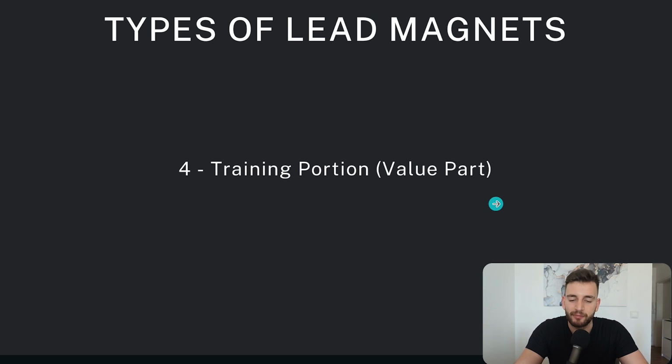This is just the normal value part. And of course, this one has to be extremely valuable, but not so much that they can go out on their own and do everything themselves. We only want to give them so much so they look at the coaching as the perfect solution and they have to buy it. So that's the whole training portion.